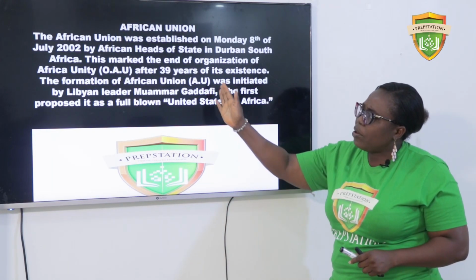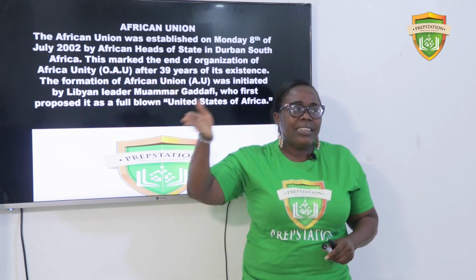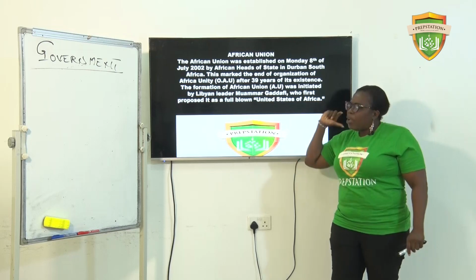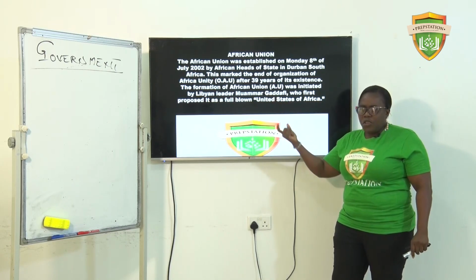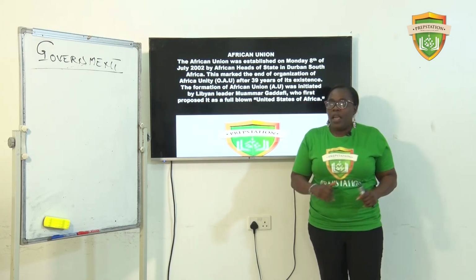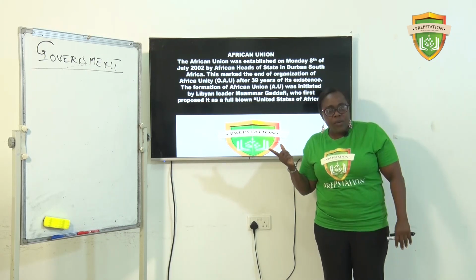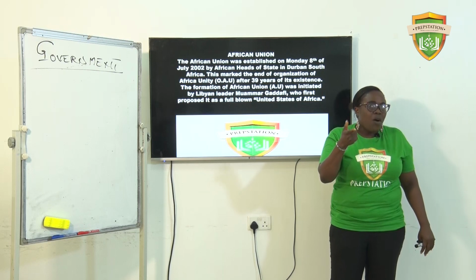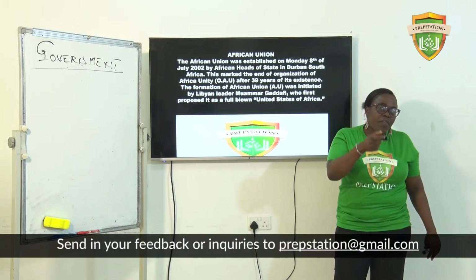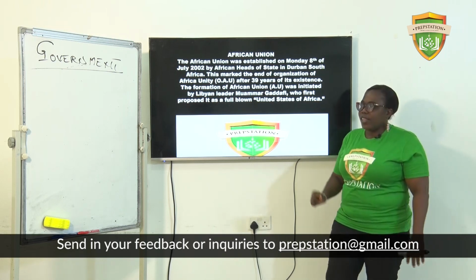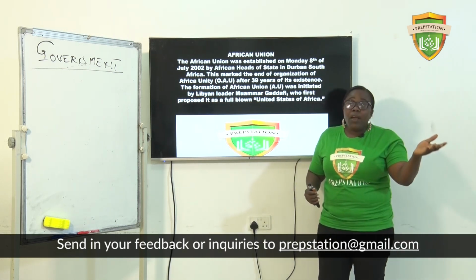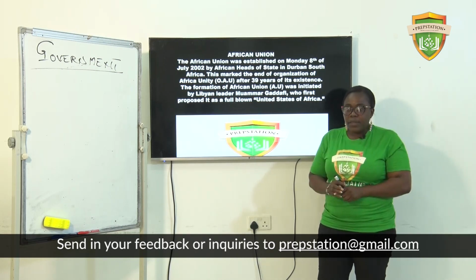Now we're looking at another topic. We're looking at the African Union. Before we go looking into the African Union, let's talk a little about the OAU. Remember the OAU? Organization of African Unity. Organization of African what? Unity. The OAU was established in May of 1963.